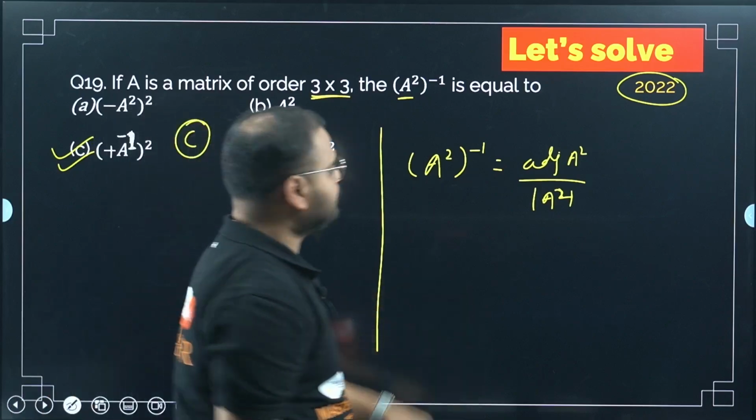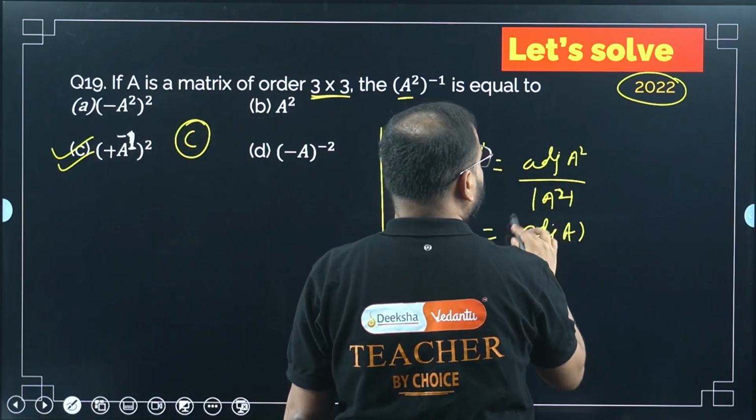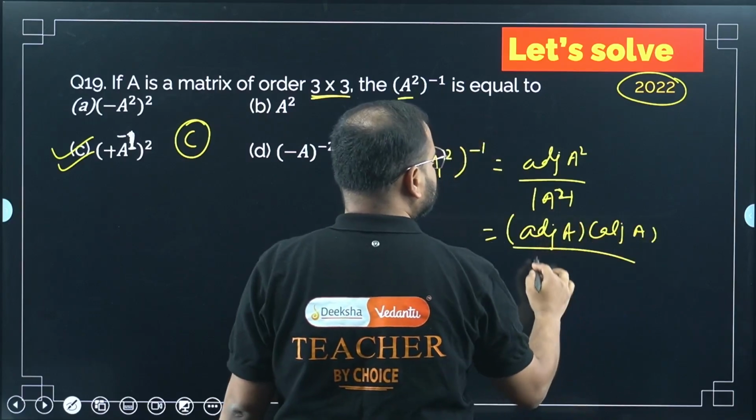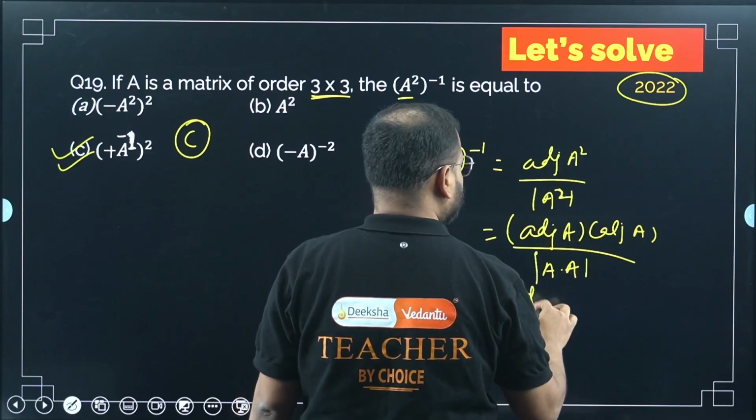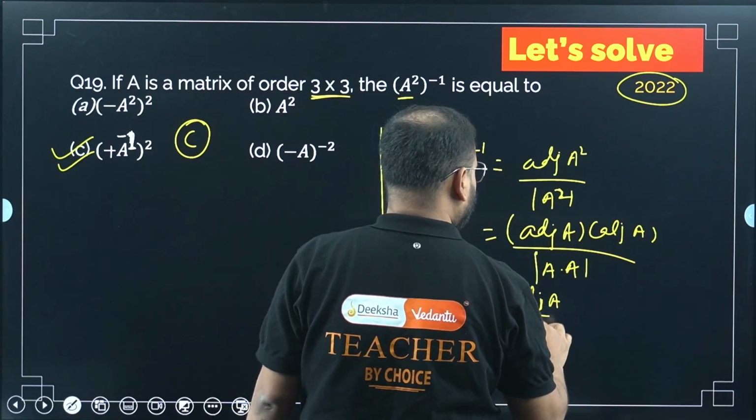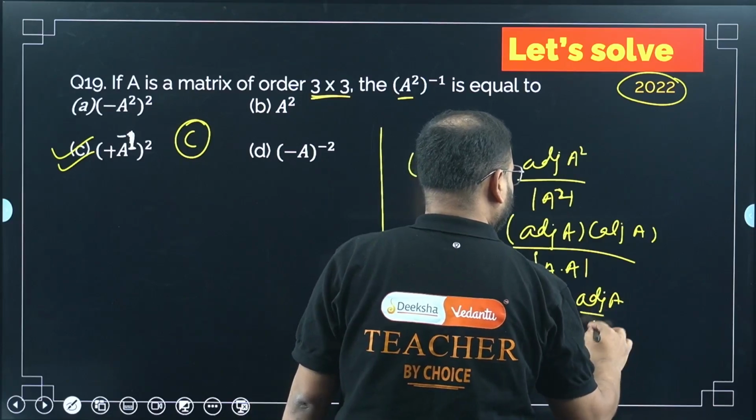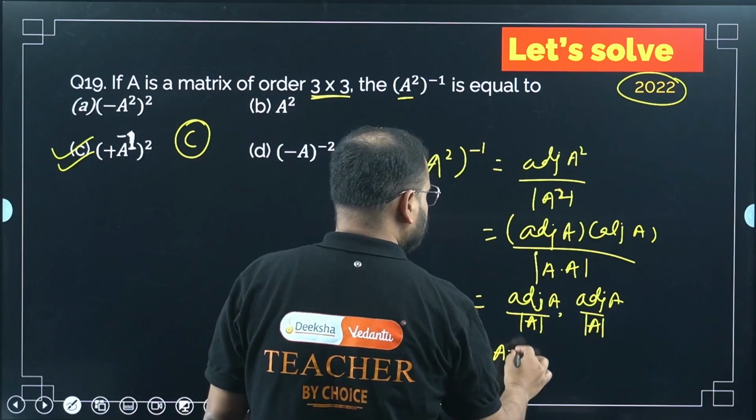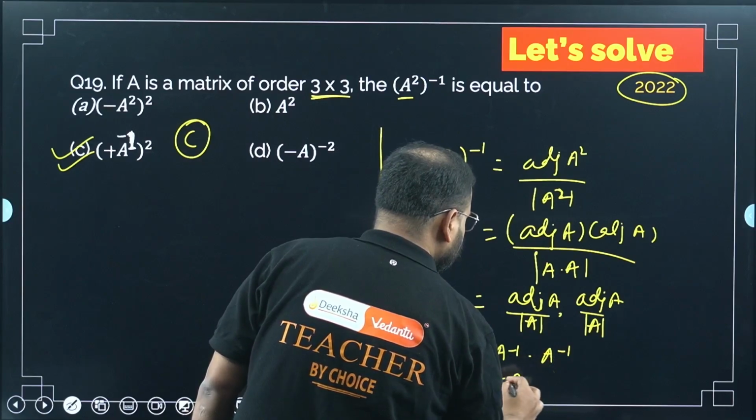How this works, let me show you. If I write like this, how can I write this? The property goes like this: adjoint A times adjoint A. I can write this as A times A. Separate this, please. So adjoint of A by determinant A times adjoint of A by determinant A. Yes or no? What is this thing? This is A inverse, and this is again A inverse. Simply A inverse.